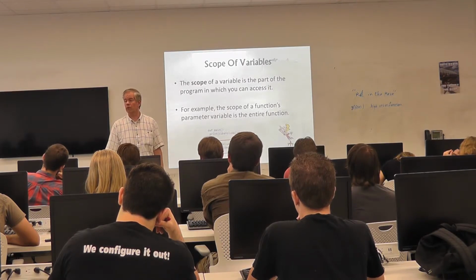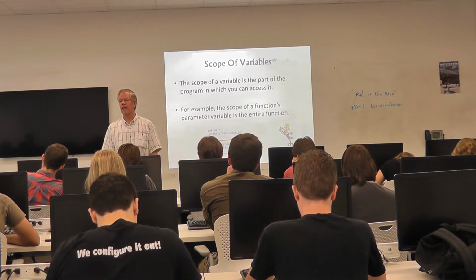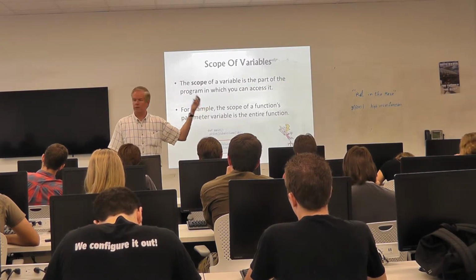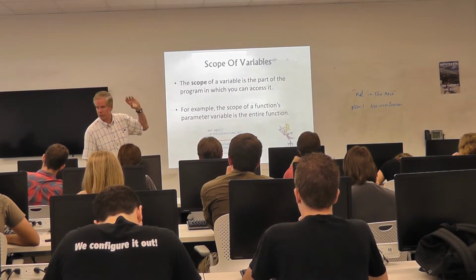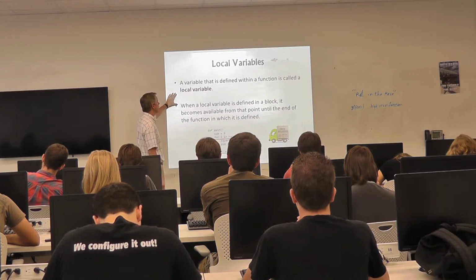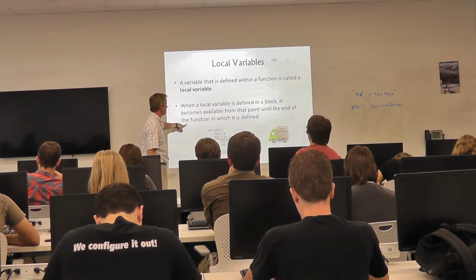It's going to use the local one, right? If I make changes to it in the function, do a whole bunch of really stupid stuff with that, is it going to affect the version that's outside? Not always, right? When that function goes away, that local version goes away too. Gotcha. A variable that is defined within a function is called a local variable. When a local variable is defined in a block, it becomes available from that point until the end of the function in which it is defined.